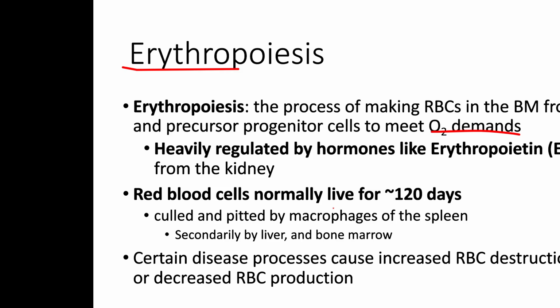Red cells live for about 120 days, and they're culled and pitted by macrophages in the spleen. They can also be culled and pitted by the liver and the bone marrow if needed. Generally, certain disease processes can cause either increased RBC destruction and/or decreased RBC production. If you have a combination of both or one of these, then your body's balance will go out of whack.